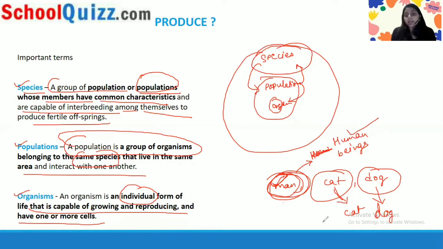Okay, and organisms are the individuals. We can say man is also an organism, cat is also an organism, dog is also an organism. So an organism is an individual which is capable of growing and reproducing, and has one or more cells. So I hope this is clear between species, populations, and organisms. Okay, so let's take another slide and let's discuss.